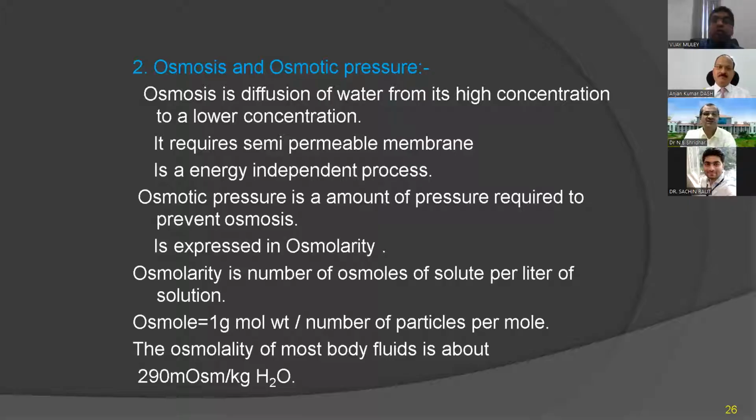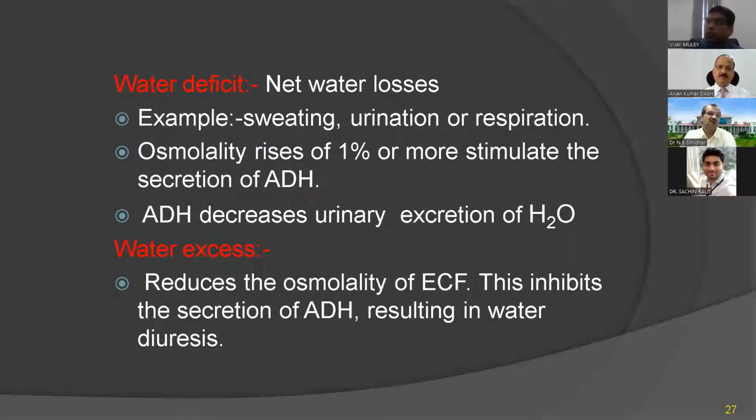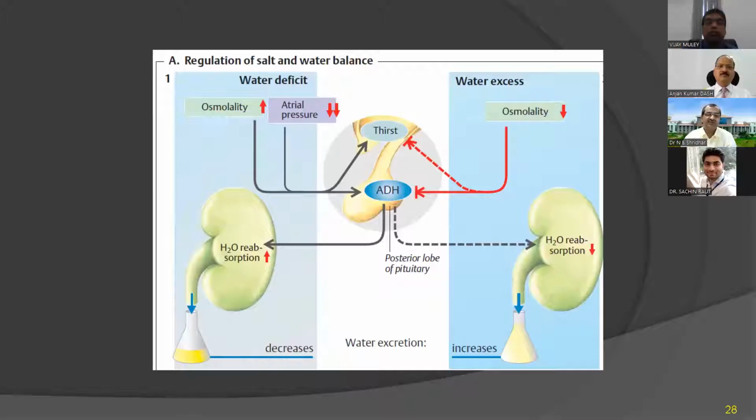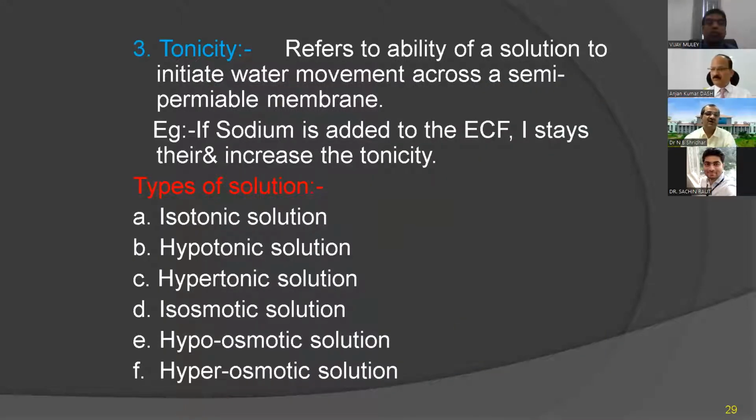So osmosis and osmotic pressure are also important in the case of fluid and electrolyte balance, and water deficit is caused by sweating, urination, and respiration. Mainly urination is the important thing, and water excess also reduces the osmolality. Then many times the renin-angiotensin system and other types of systems are very important, and the tonicity of a cell needs to be maintained for the proper maintenance of the cell structure, etc.